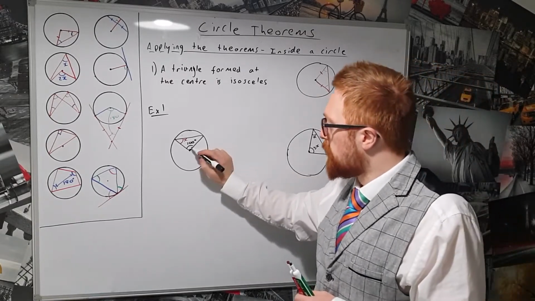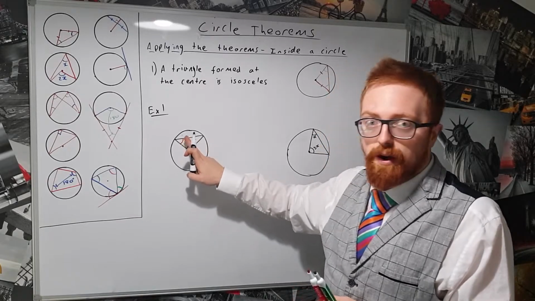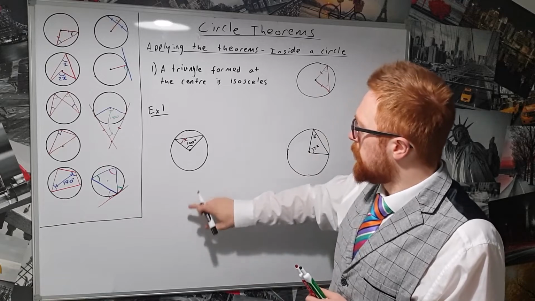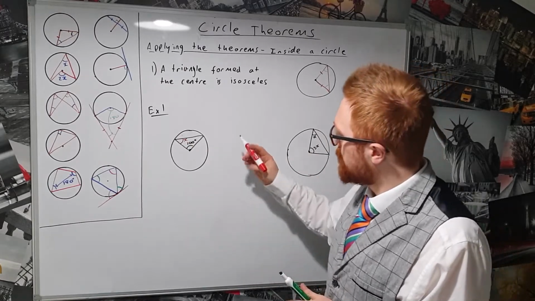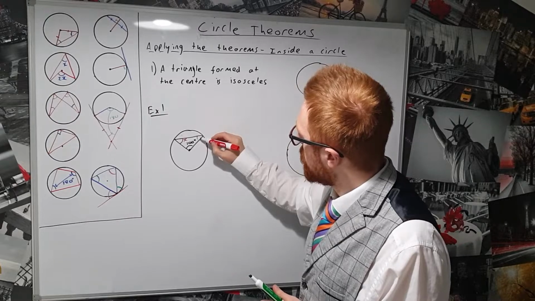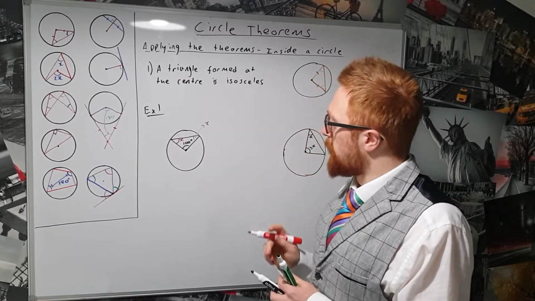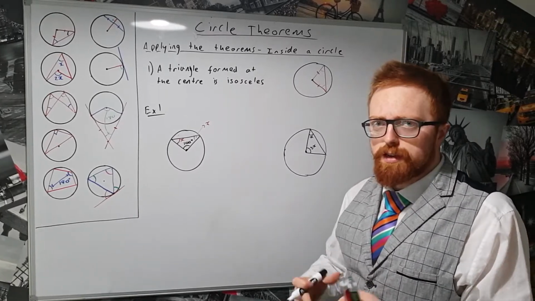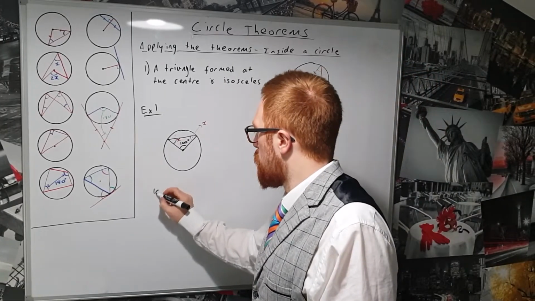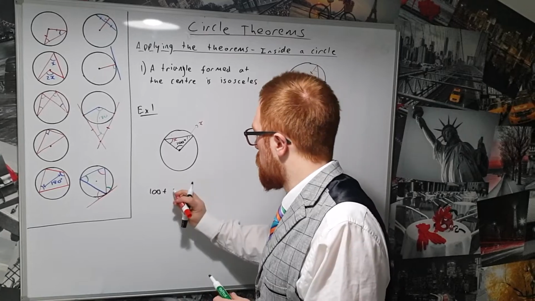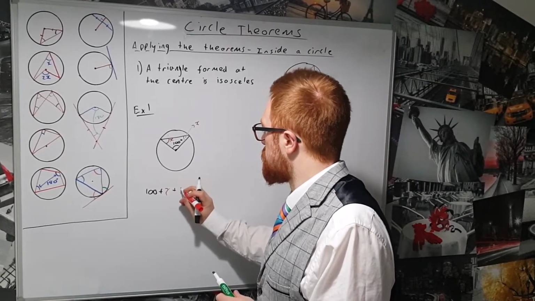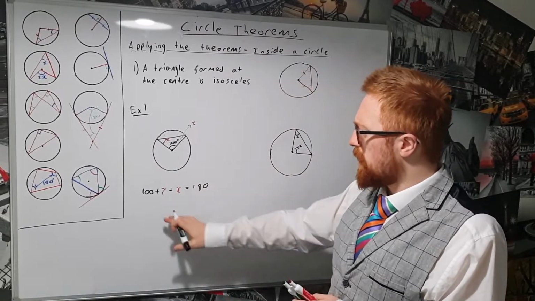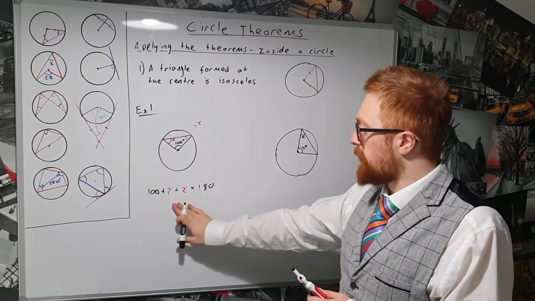Okay, so here we're given that this angle is 100 and we're asked to find this angle here, which is x. Because it's isosceles, I know that this angle here must also be x, and I know that all 3 of those angles have to add up to 180 degrees because it's a triangle. So we get 100 plus x plus the other x is equal to 180. Then we can rearrange that and solve for x.